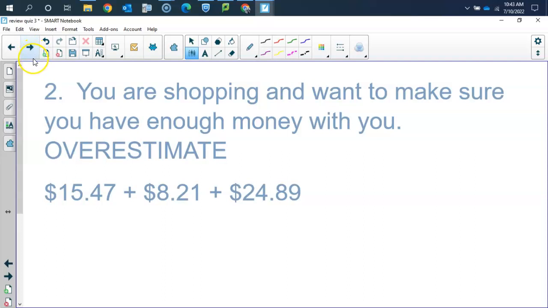All right, number 2. You are shopping and want to make sure that you have enough money with you. You are going to overestimate this. Go. Well, overestimating means we're going to round every one of these up to the next dollar. So this will be $16 plus this will be $9 and this will be $25.